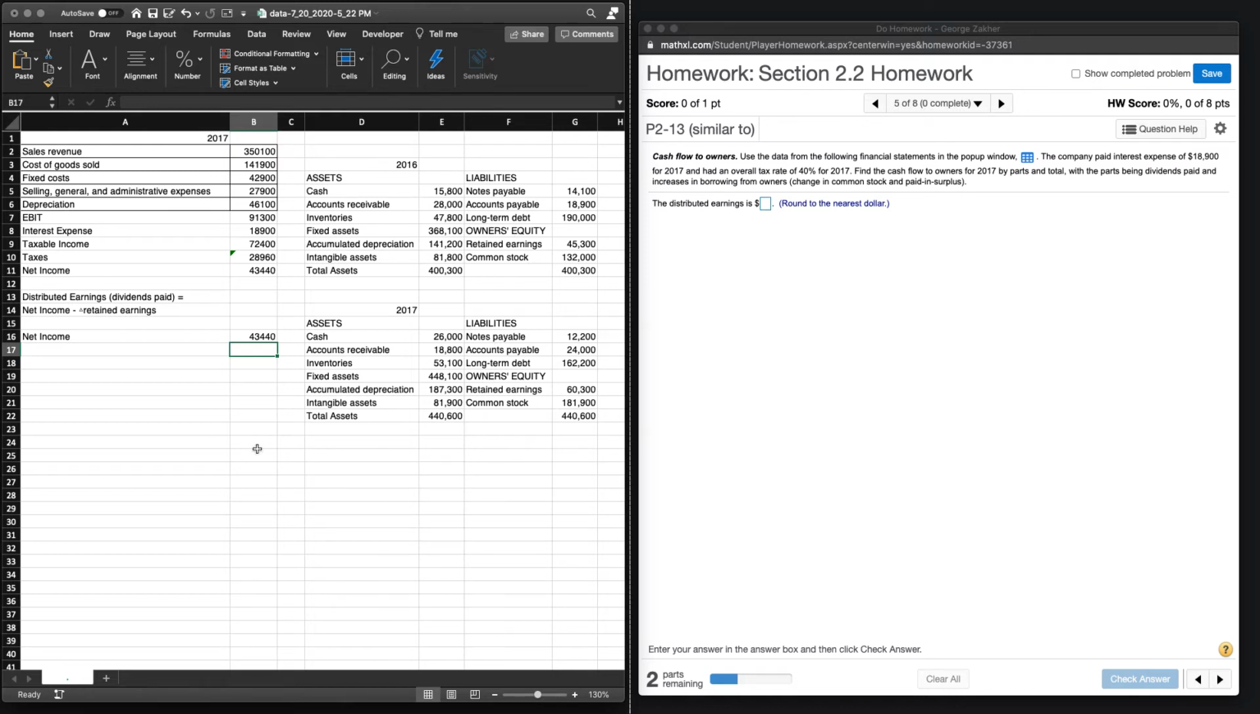Okay, so the difference between 2017 and 2016. Okay, so once we figure that out, we can figure out what our dividends are going to be paid out. So we're going to subtract. Okay, and let's put that in for our first entry.